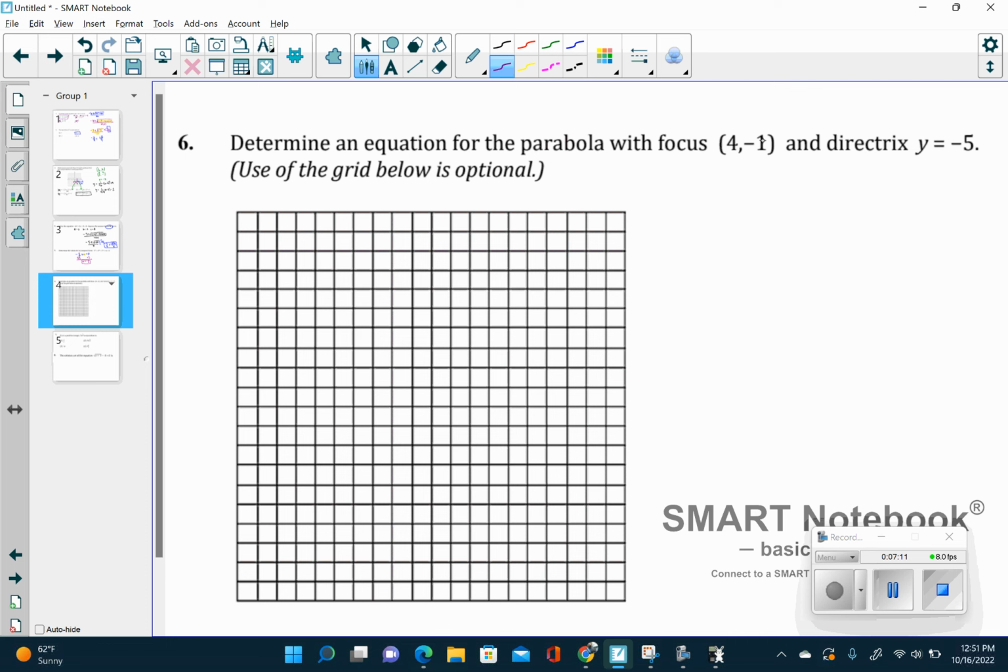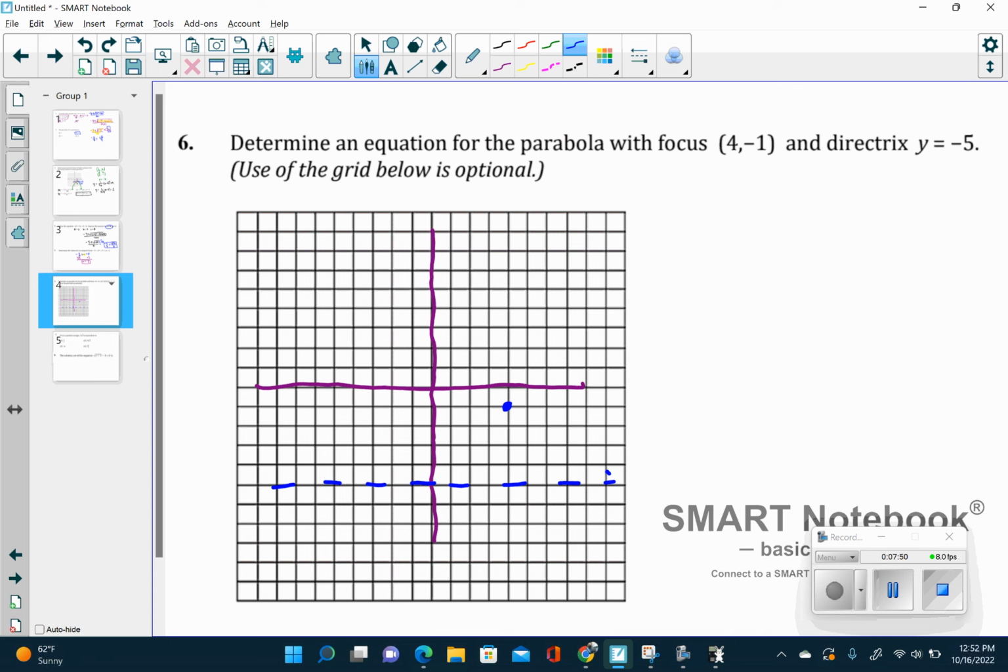Next one right here. So they give you the focus. First thing you want to do is make your x and y axes. There we go, the power of undo. Forgive me. So 4, negative 1: 1, 2, 3, 4, negative 1. That's our focus. Our directrix is y equals negative 5: negative 1, negative 2, negative 3, negative 4, negative 5.